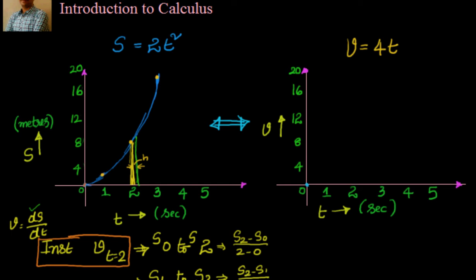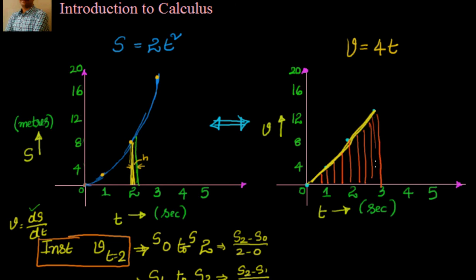Now let us try to plot this. v equal to 4t: at t equal to 0 it is 0, at t equal to 1 it is 4, at t equal to 2 it is 8, at t equal to 3 it is 12. Now if you join these points, what is the area under this curve? The area under this curve is this whole thing.